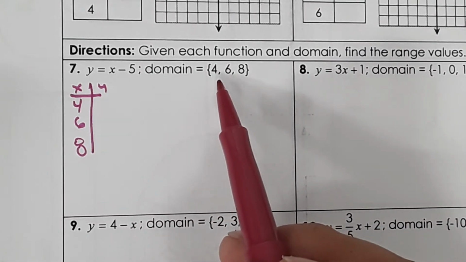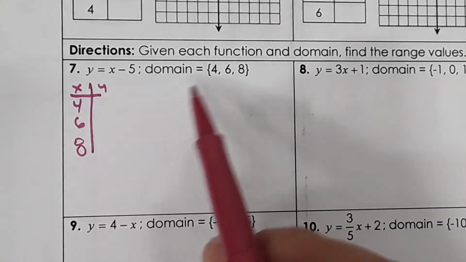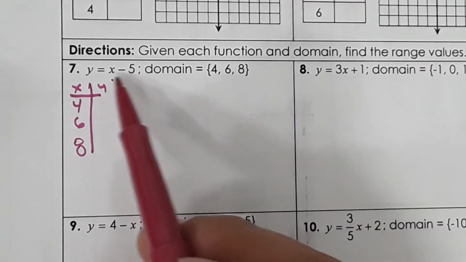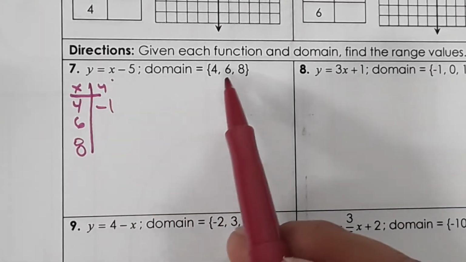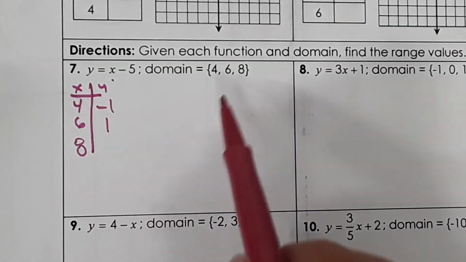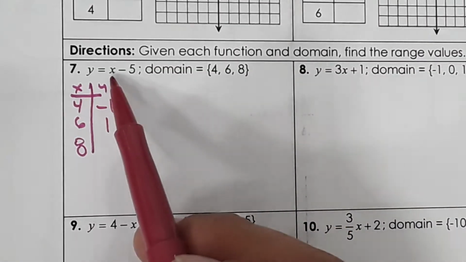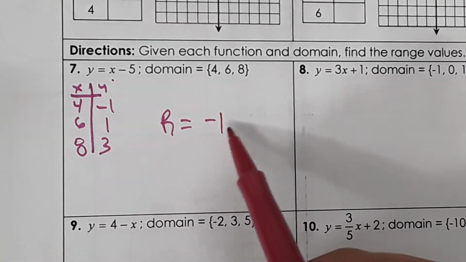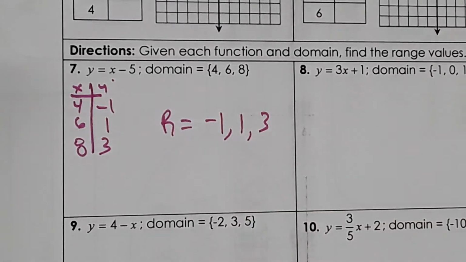If these are domain numbers, remember domain numbers are your x numbers. So you're going to plug these in one at a time. If you plug a 4 in here, 4 minus 5 is negative 1. You plug a 6 in for x, 6 minus 5 is positive 1. You plug an 8 in here, 8 minus 5 is 3. So the range is negative 1, 1, and 3.